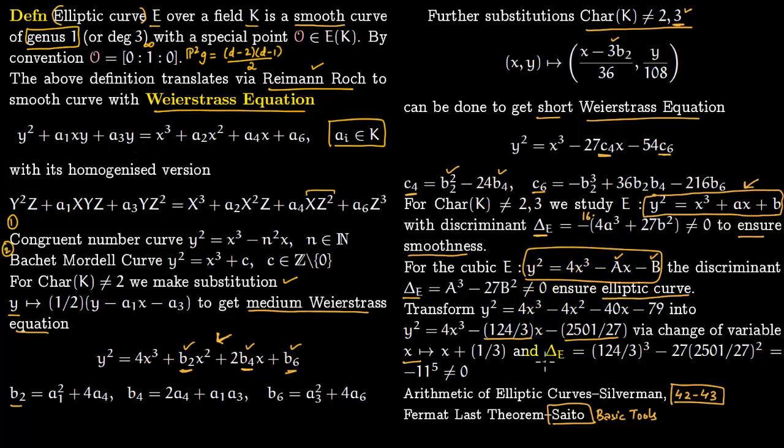Now you can compute the discriminant of this. The discriminant is a cube minus 27b square. This is our b, which is right here, and this is our a, which is right here. We are working with this form. Compute this: it is minus 11 to the power of 5, which is not 0. So we get that this was an elliptic curve to start with.